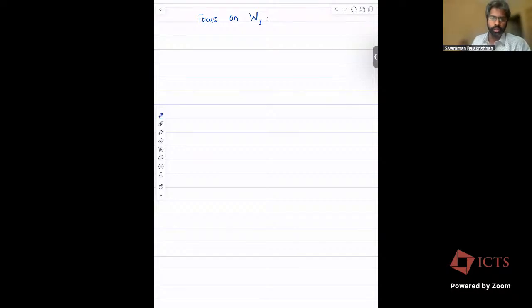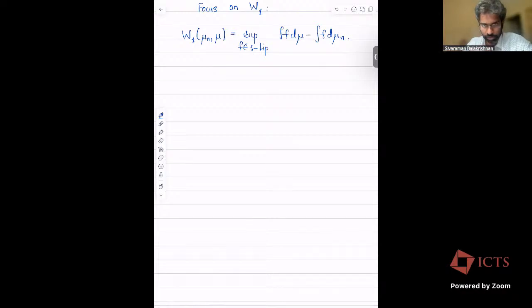So for W1, the thing that is convenient is that we have this nice dual representation. So let's suppose we think about W1 between the empirical measure and the truth. We already know what this is. It has this dual representation that it's the supremum over one-Lipschitz functions of the expected value of that function under mu minus the average under mu n. So that is the integral f d mu minus the integral f d mu n. This is just the dual representation of W1 that we derived a few lectures ago.